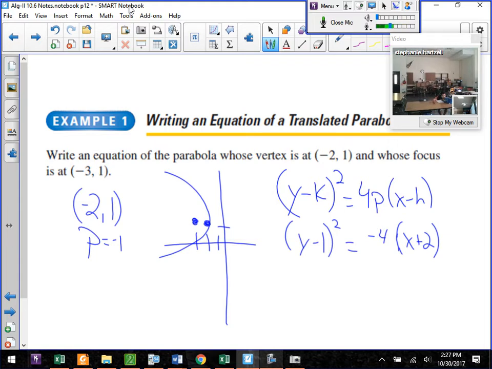What direction is it opening? Is it a positive or a negative direction? How far apart is the focus and the vertex? There's your p-value. It's the idea of knowing. You can have the formulas and the equations all day long. You still have to know what everything means. And that's the idea. As long as you know what they mean, you're fine. Okay? You have to know what they mean.